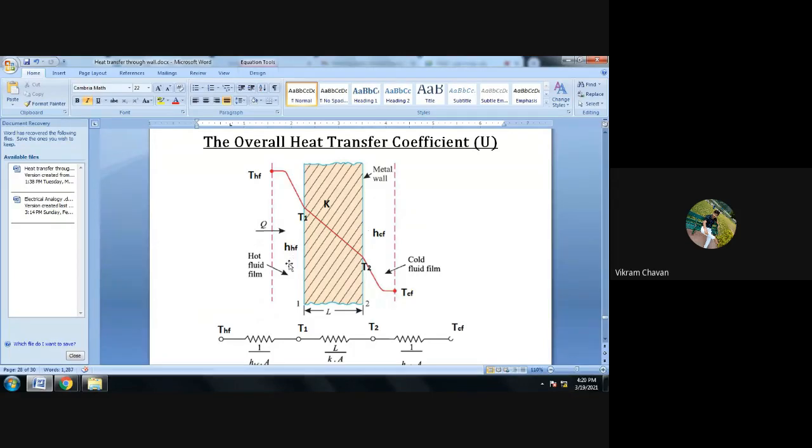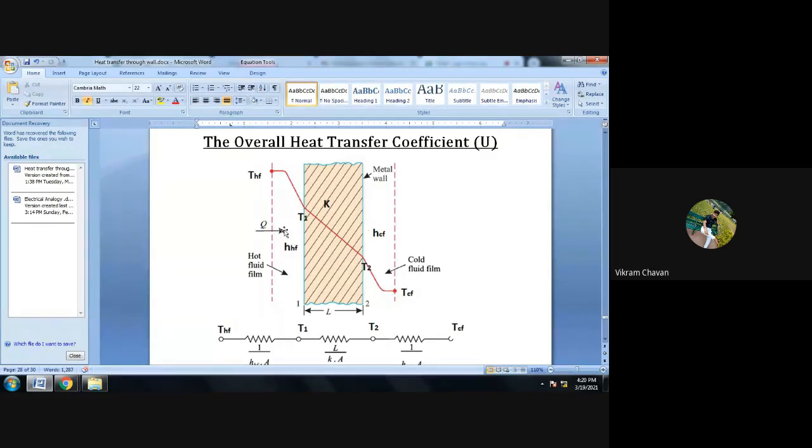Now this hot fluid has a convective heat transfer coefficient of h suffix hf. Small h is the heat transfer coefficient, and since we are using it for the hot fluid, we provide the suffix hf. So the convective heat transfer coefficient of the hot fluid is h suffix hf.